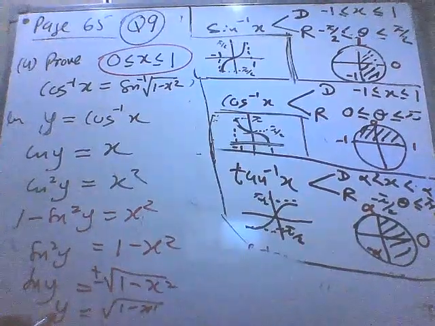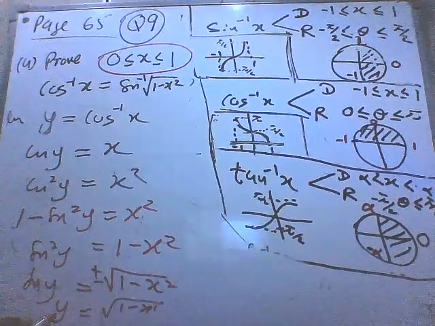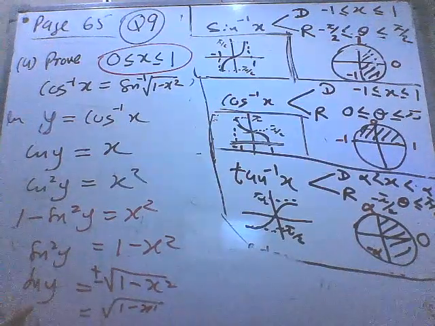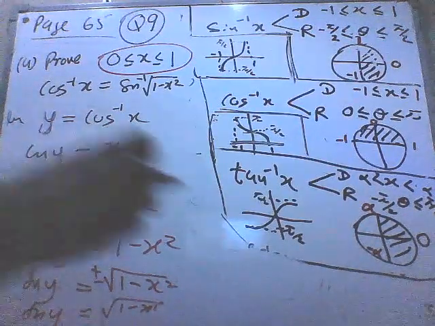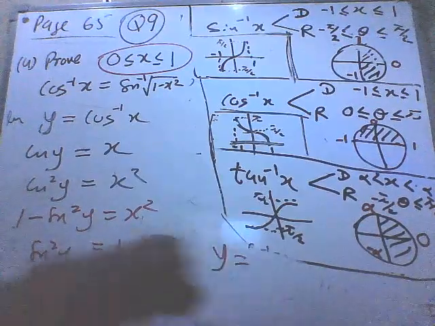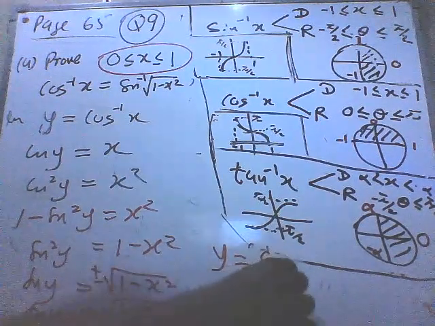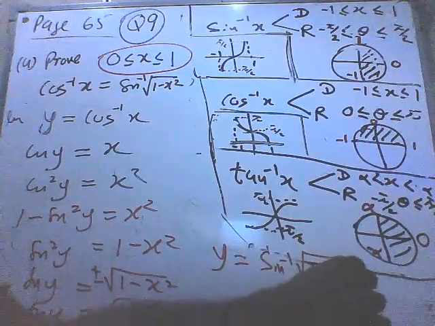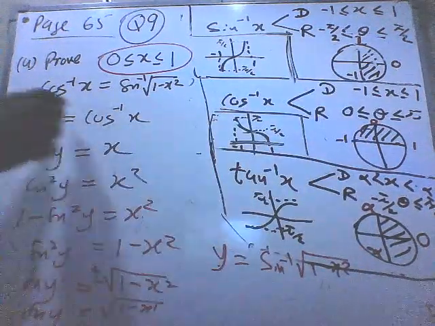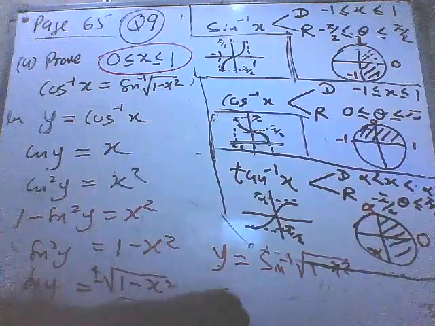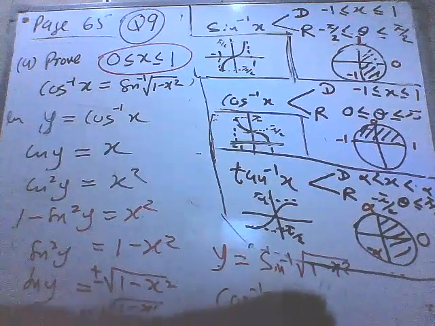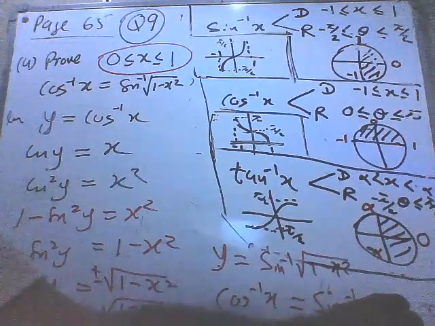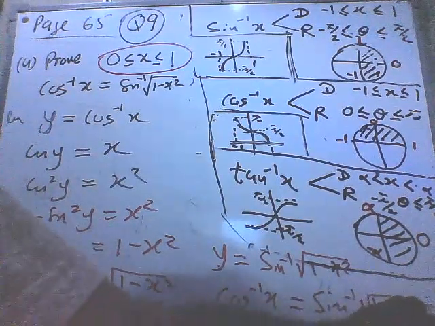So here we can write y is equal to sine inverse of the square root of 1 minus x squared, and we can substitute y from here as cos inverse x. So cos inverse x is equal to sine inverse of the square root of 1 minus x squared.